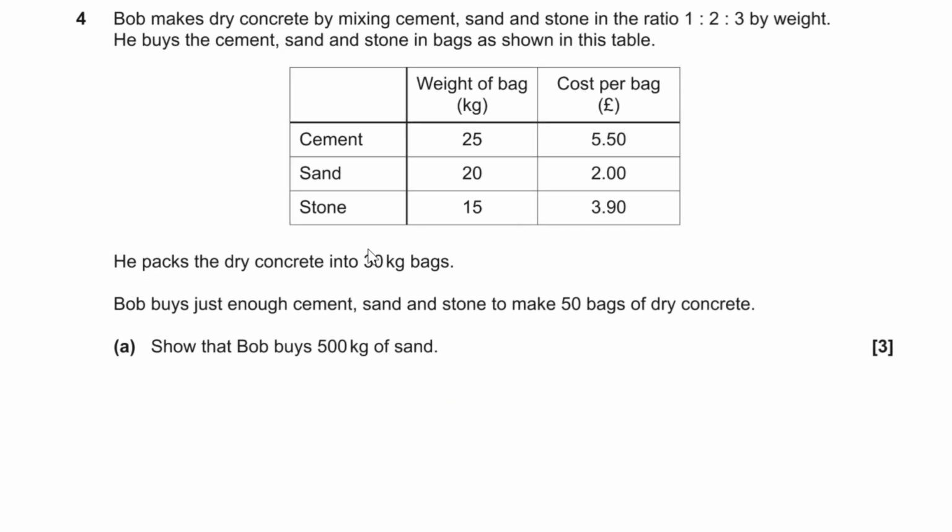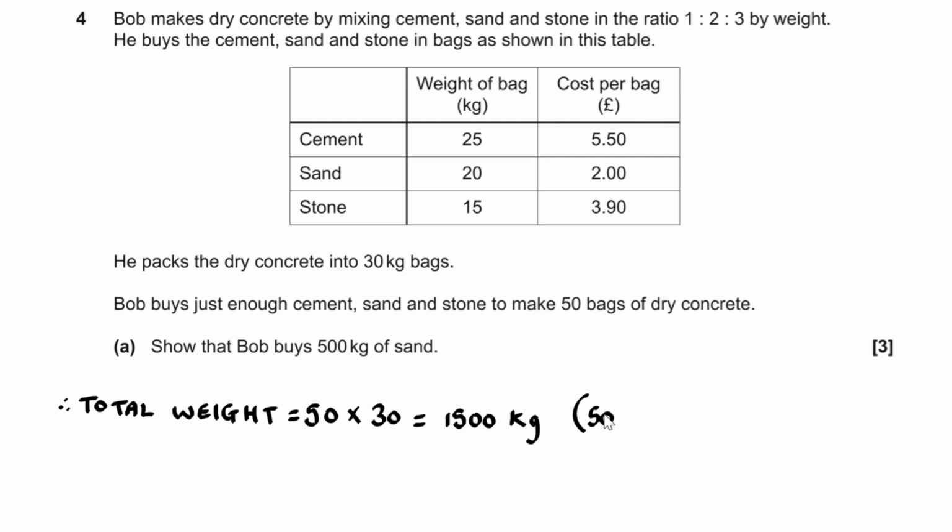Well, what we have is, for each bag, we've got 30 kilograms for dry concrete, and we need to make 50 bags, and therefore the total weight is equal to 50, because we've got 50 bags, times by 30, so it turns out here we get 1500 kilograms for the total weight of all 50 bags. So this is for all 50 bags.